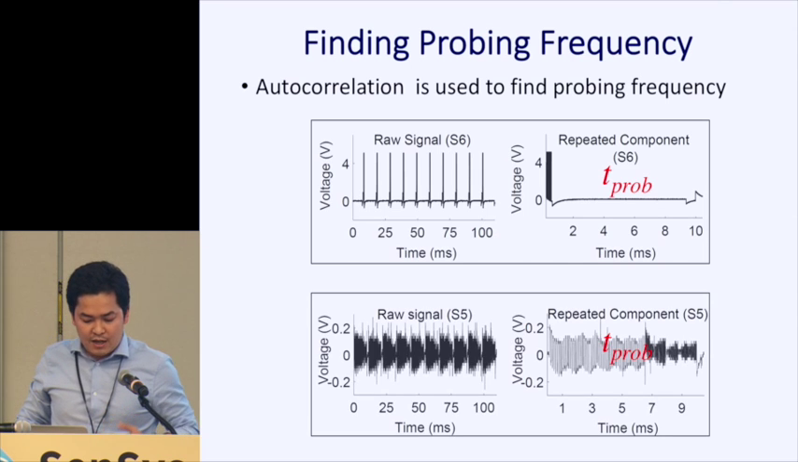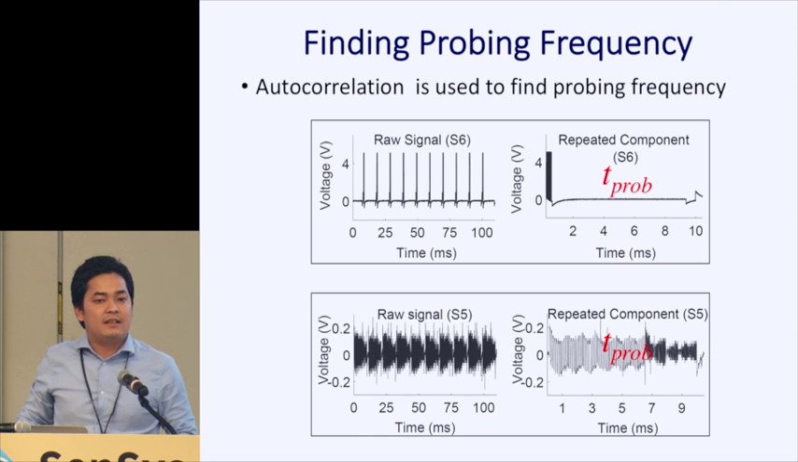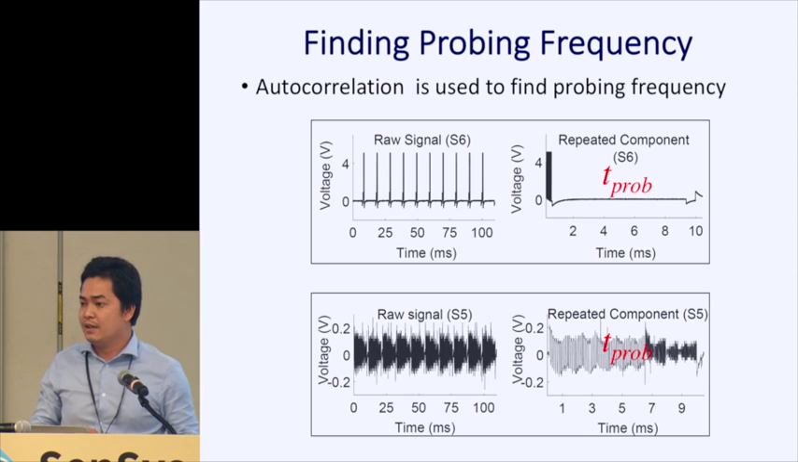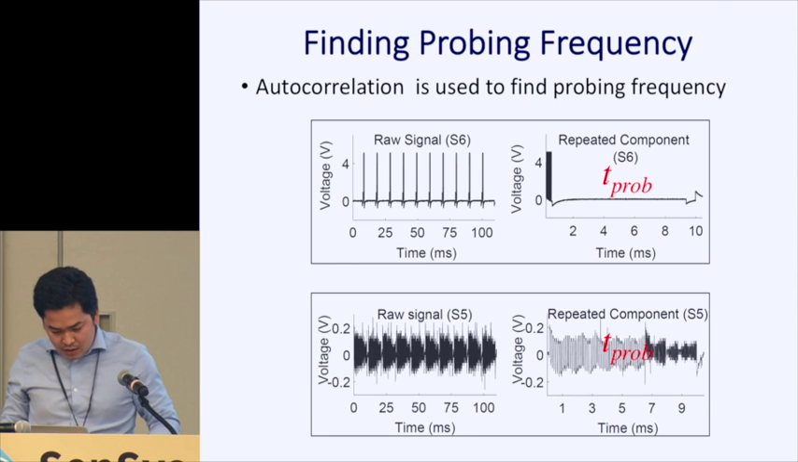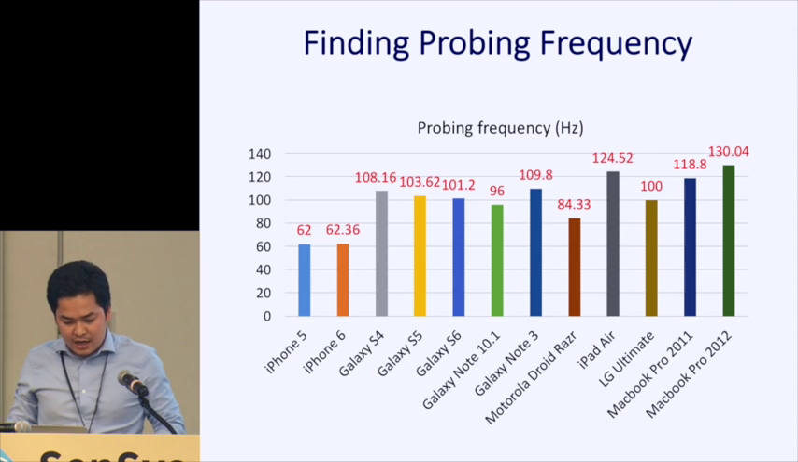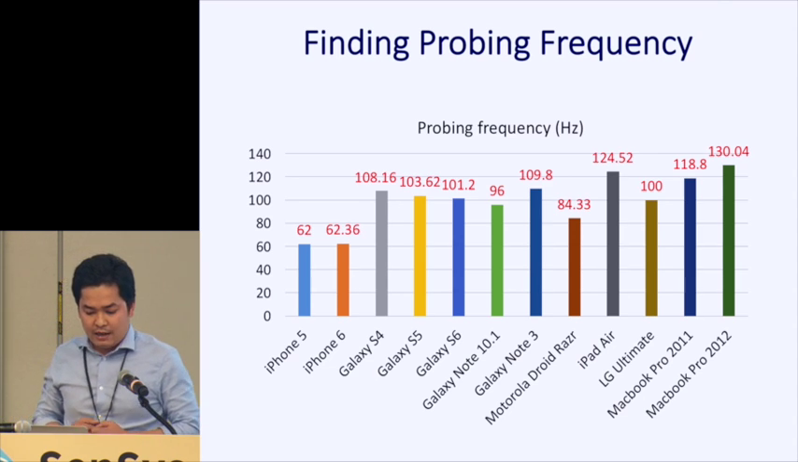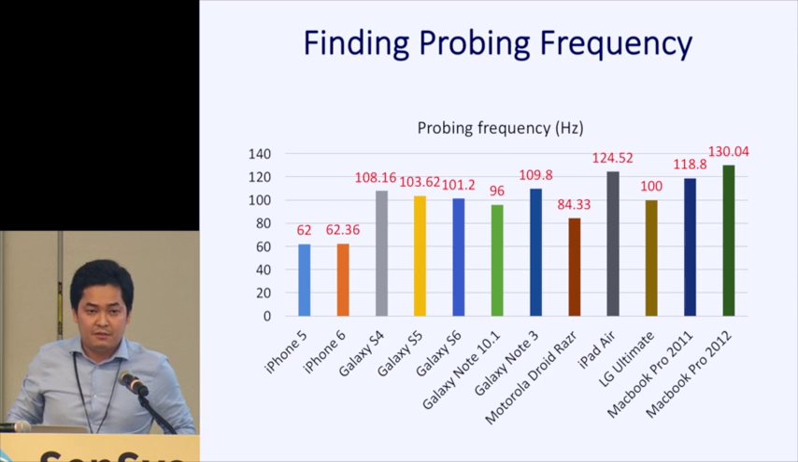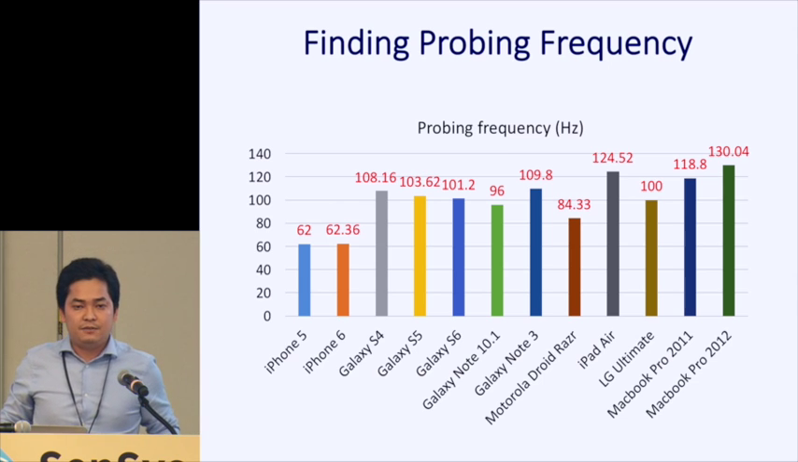The similar result is obtained for Samsung Galaxy S5, and we can also identify the repeat component, which represents the probing duration or probing frequency of the touch surface. We did another experiment on 12 different devices in the lab, and this result shows the probing frequency obtained by different devices. It can be seen in this figure.